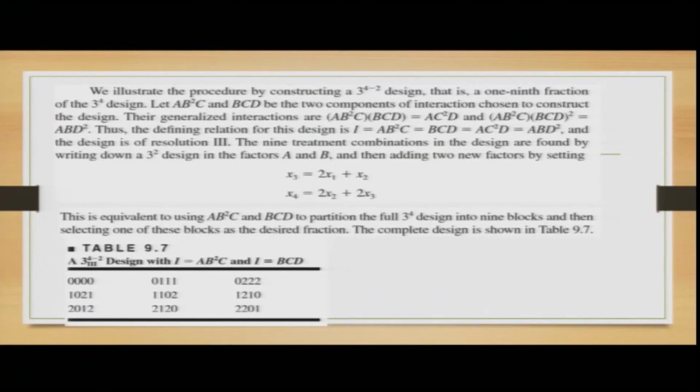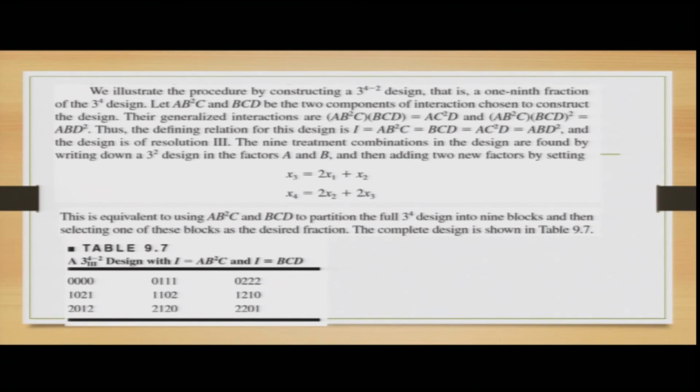The 9 treatment combinations in the design are found by writing down a 3² design in the factors A and B, with the other factors given as x3 equals 2x1 plus x2 and x4 equals 2x2 plus x3. This is equivalent to using AB²C and BCD to partition the full 3^4 design into 9 blocks and then selecting one of these blocks as the design. The complete design is shown in this figure.